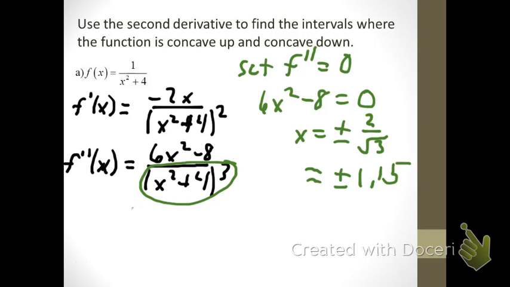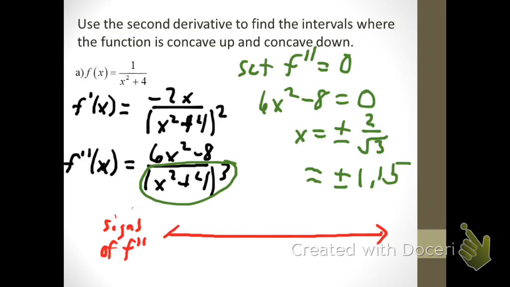Okay, now that we know where the possible points of inflection are, the places where the concavity can change, what we're going to do is similar to what we did with the first derivative prior to now. We're going to look at the signs of the second derivative at different intervals on the graph. And the way we're going to choose those intervals is we're just going to pick those 2 points where the second derivative is equal to 0.